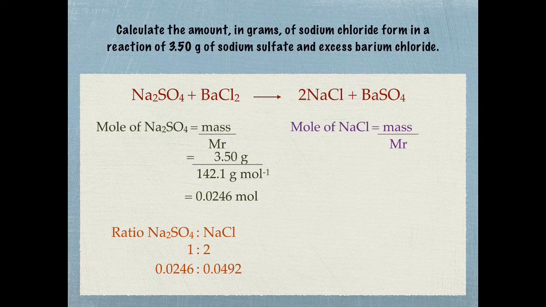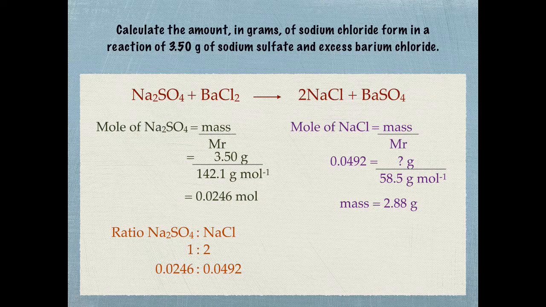From the mole, we can calculate the mass of sodium chloride. The molar mass of sodium chloride can be obtained from the periodic table. Key in inside the calculator. Therefore, we have the mass of sodium chloride produced is 2.88.